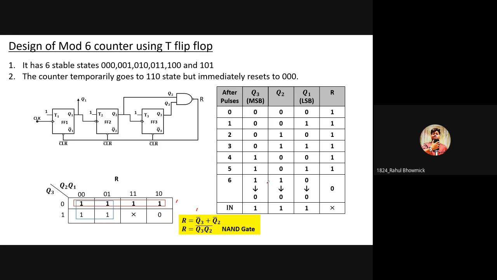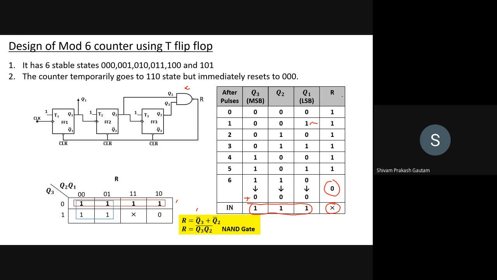So initially, that NAND gate is not given, no? No, initially NAND gate is not given. This is the design process that we will come to, when you solve this expression. So when it reaches the 110 state, we want R to be 0, right? And it will never reach this state, because when it comes to 000, the counter will again start, and it will again be 001, 010, and so on. So R is don't care in this state, because it will never reach this state.